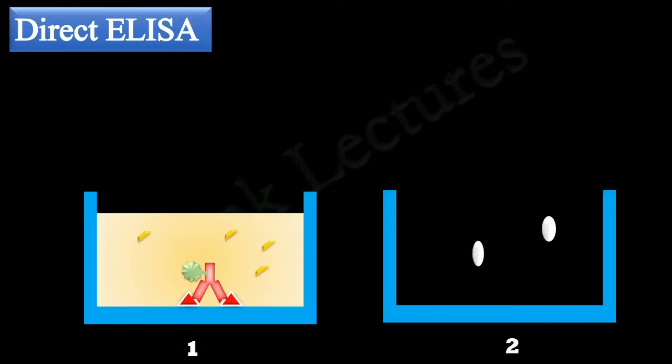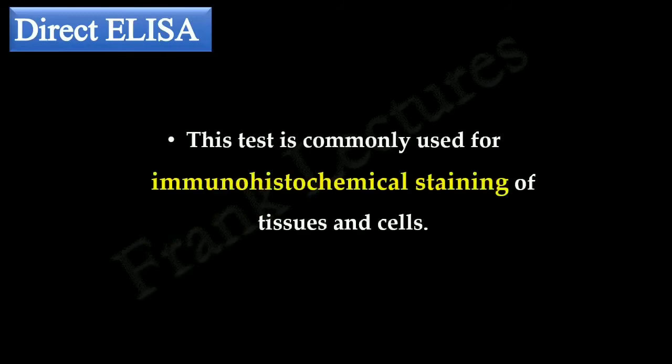Thus, in ELISA test, a color change reveals the presence of the antigen. This is termed as a positive test. No color change indicates that the antigen was not present in the test sample. This is termed as a negative test. Thus, direct ELISA detects the presence of antigens in a test sample. It is commonly used for immunohistochemical staining of tissues and cells.